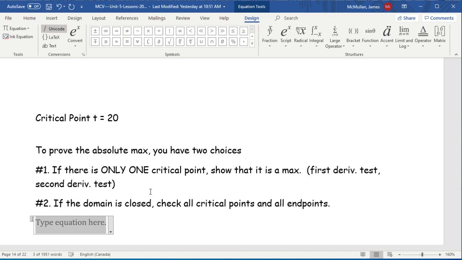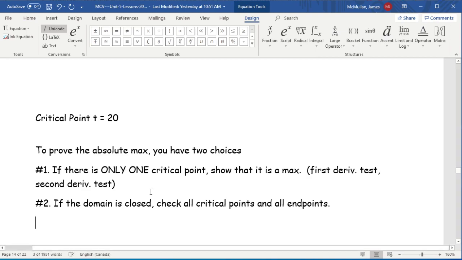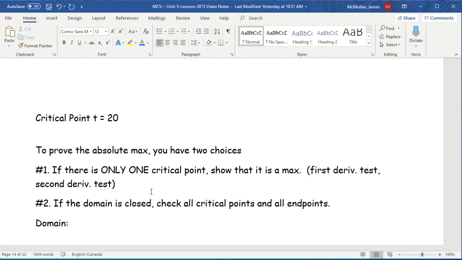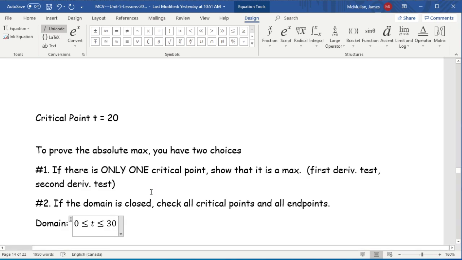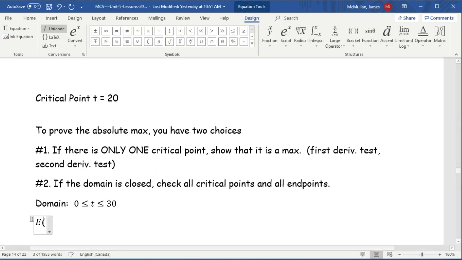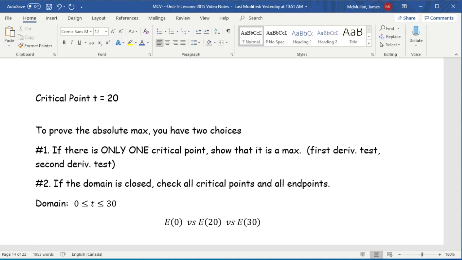So let's compare e of 0. Remember the domain here comes from the question. The student has 30 hours to study, right? So we could have 0. Obviously, you can't study less than 0 hours, so t is between 0 and 30. What we should do is check the effectiveness of studying at 0 versus the effectiveness of studying 20 versus the effectiveness of studying 30.